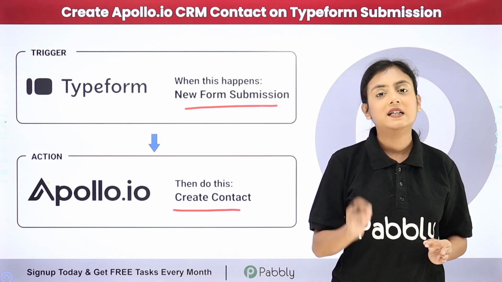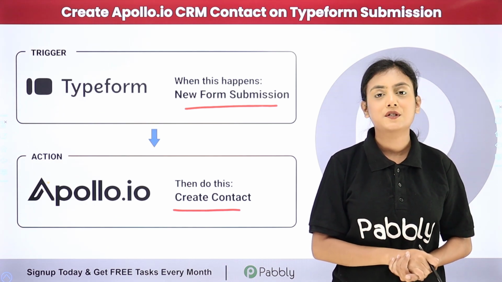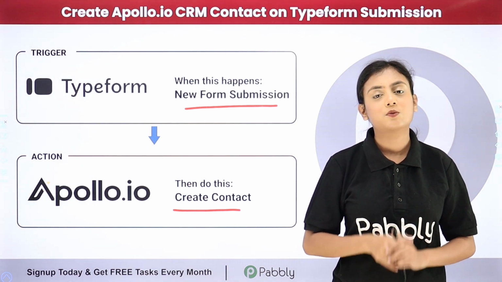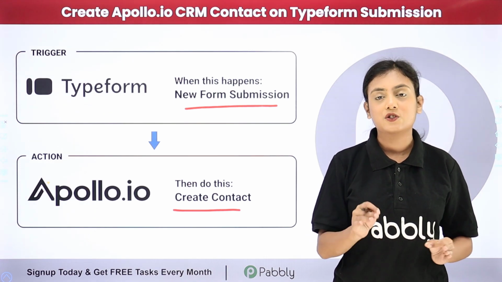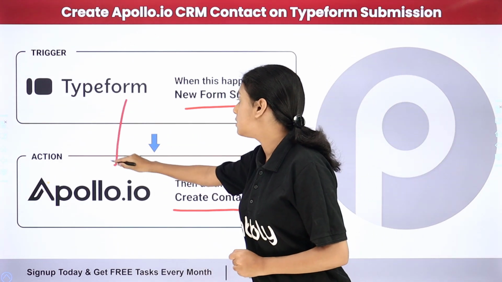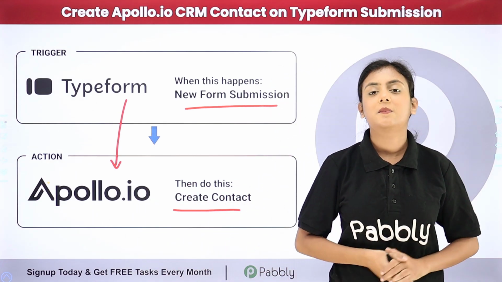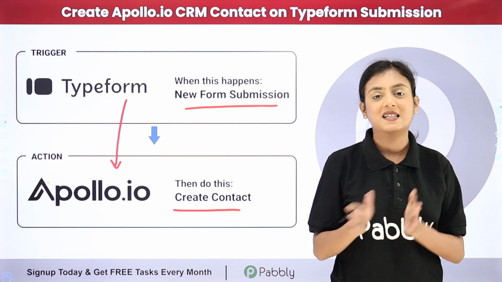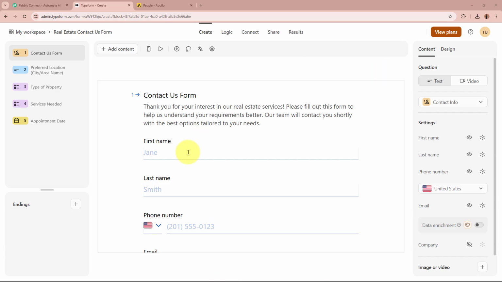Now, doing this manually is very time consuming. So what I've done is I've simply automated this entire process with the help of Pabbly Connect, which is an amazing automation and integration software. And here in this automation, I'm going to build a connection between Typeform and Apollo.io with the help of it. So if you also want to learn about this amazing automation process step by step, for that, let me take you to my screen.